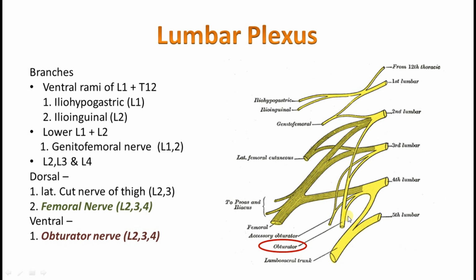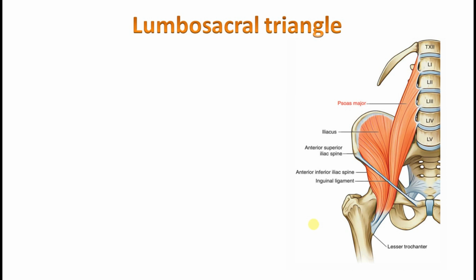Apart from that, the other branches, which I explained, are the iliohypogastric, ilioinguinal and then the genitofemoral nerve. If an accessory obturator nerve is present, it will be from the ventral branch of L3, L4. This is the accessory obturator nerve, not always present. We will pass on to the next, the lumbosacral triangle of Marcelli.